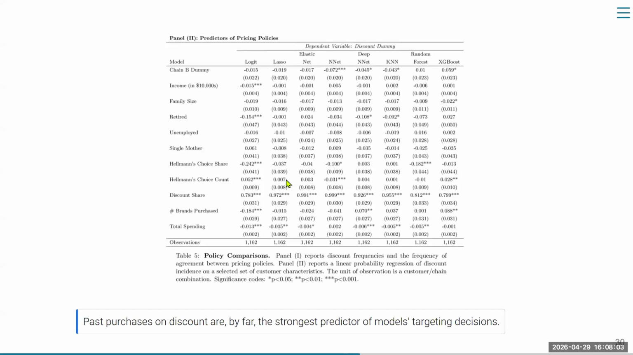And then if you dig into why that extra information helps a lot, it's because each household's past tendency to purchase on discount is a very, very, very strong driver of their acceptance of a future coupon. And that is true across all of the models, although their sizes do change a bit with the specification.